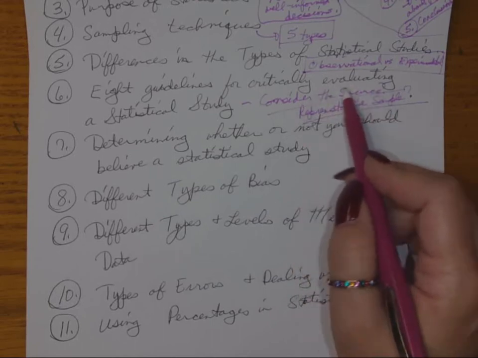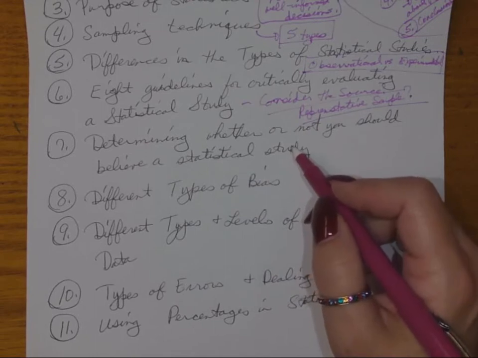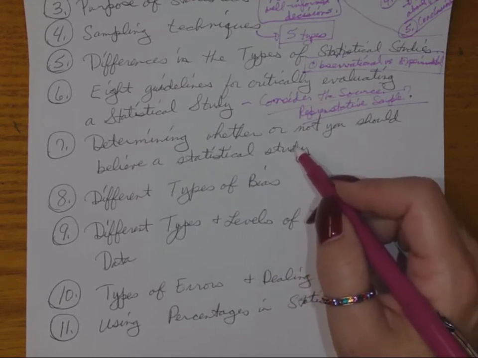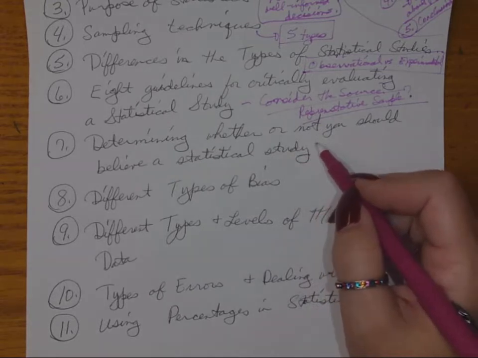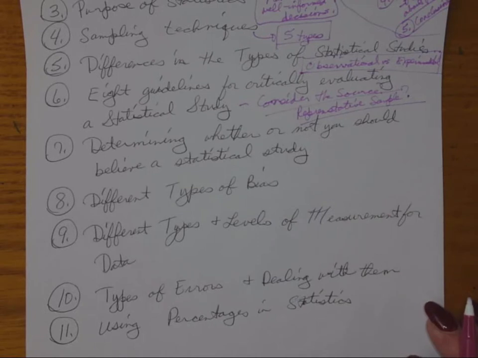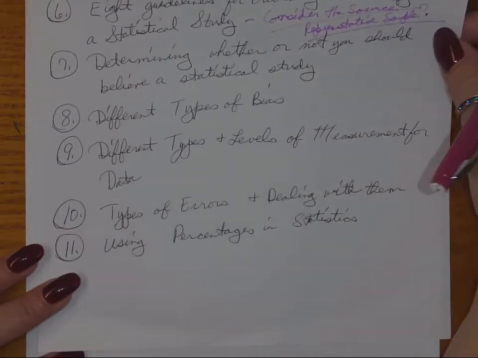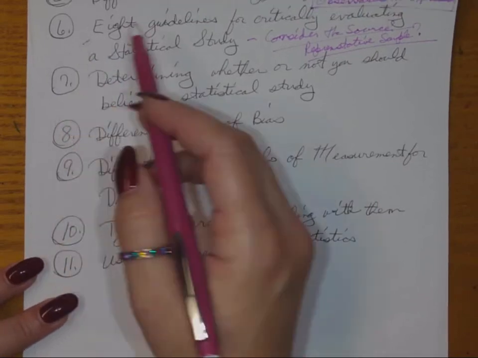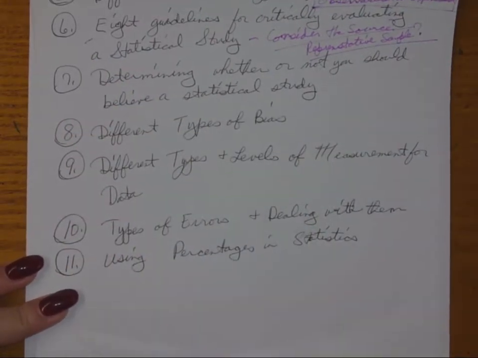Consider the source. Remember that stuff like the smoking study that was sponsored by the cigarette industry. It's probably going to be biased, so we have to watch out for that. Determining whether or not you should believe a statistical study: once you see all the stuff from number 6, the 8 guidelines, then you've got to make a decision. Can I believe that study or not? And how do I do it?